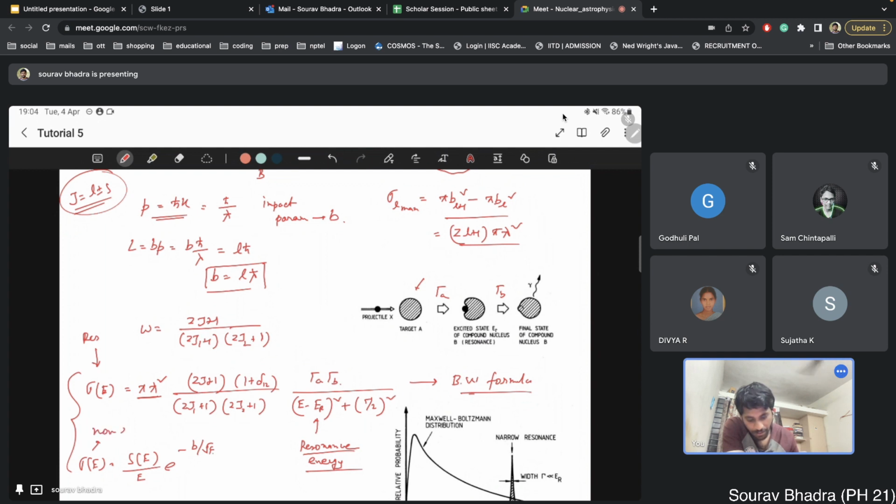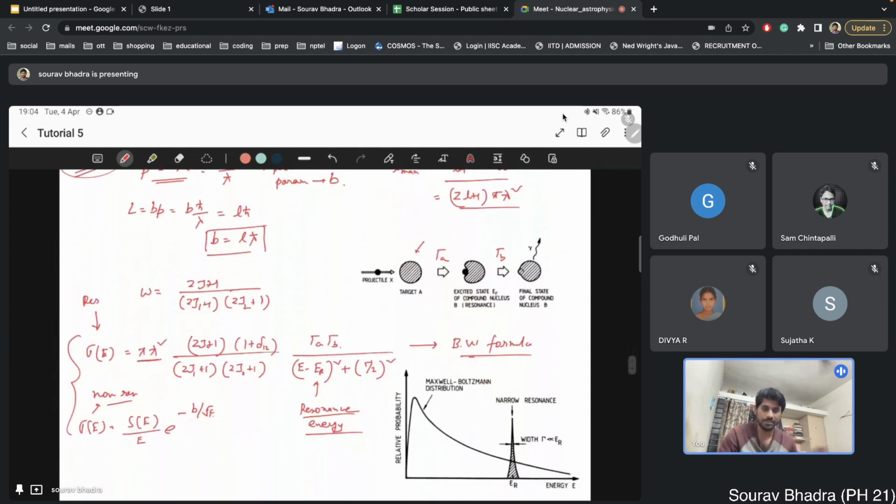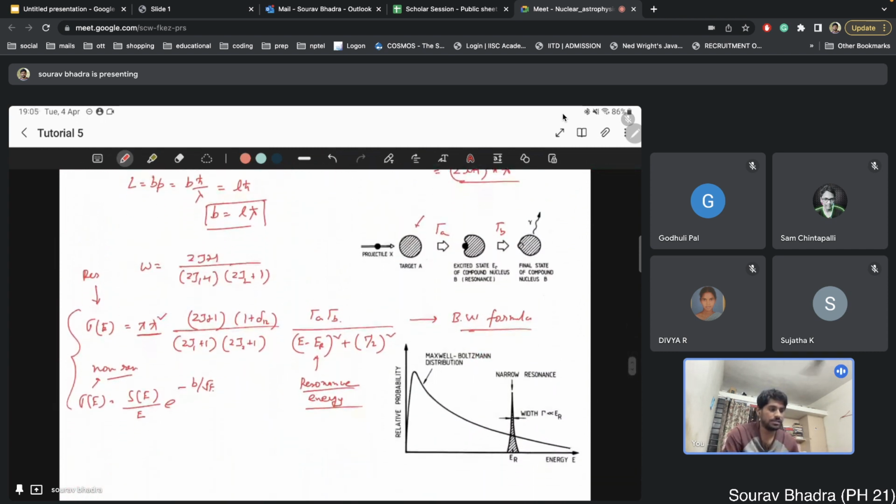So our main target was to express sigma in terms of energy, which we have done. And as we have the mother formula for sigma v, according to our reaction, whether it is resonance or non-resonance, we will put in sigma(E). If it is non-resonance, then we will put the expression with the S factor, and if it is resonance, we will put the Breit-Wigner formula which I have just expressed for sigma(E). This is the understanding.